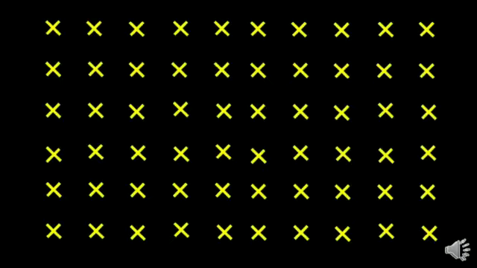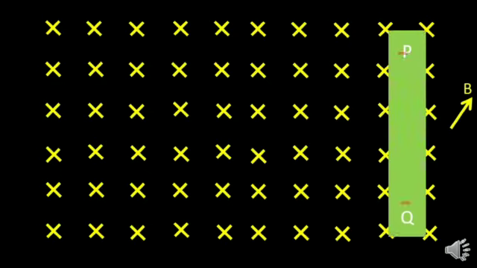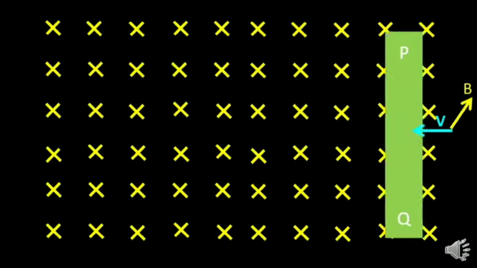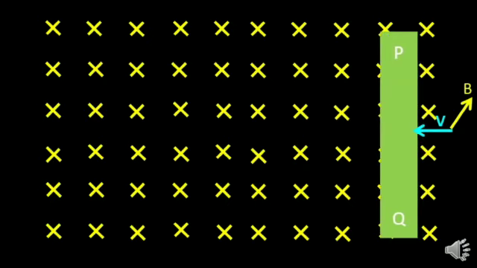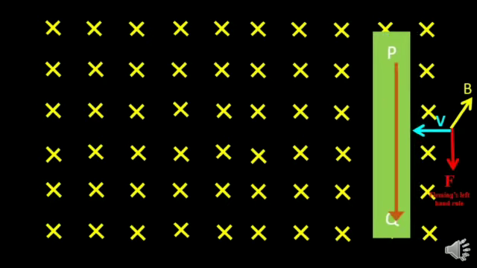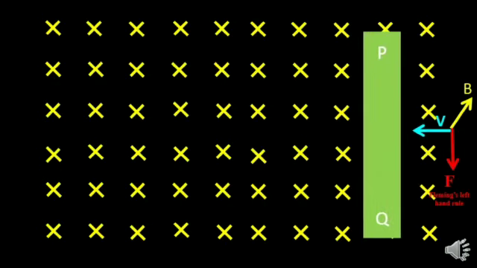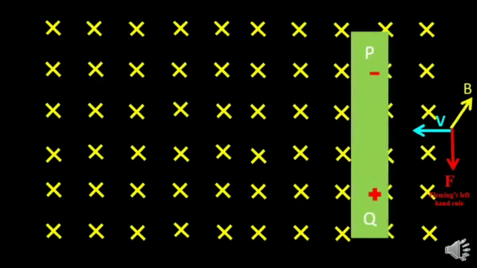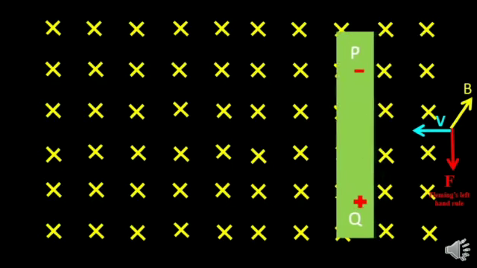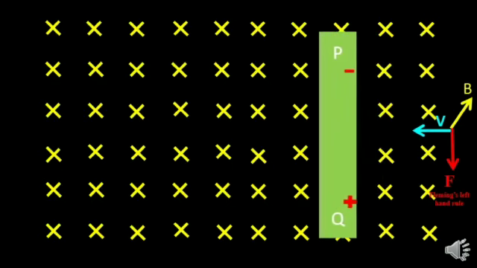Consider a uniform magnetic field acting into the plane of the paper. Consider a conductor PQ having positive and negative charges moving towards the left side in this field. Since the charges on this conductor are also in motion along with the conductor, these charges experience a magnetic Lorentz force from P to Q for positive charges and from Q to P for negative charges, means electrons.